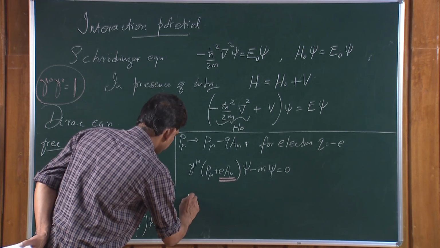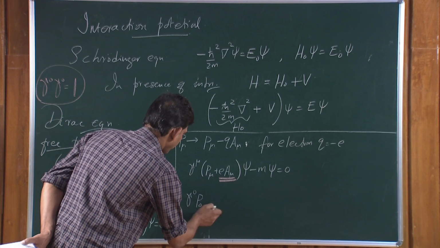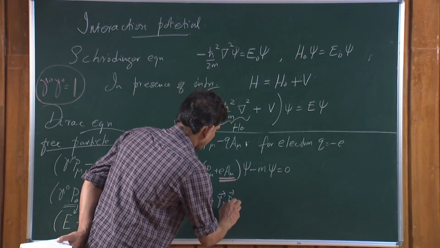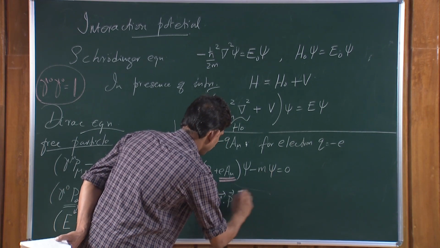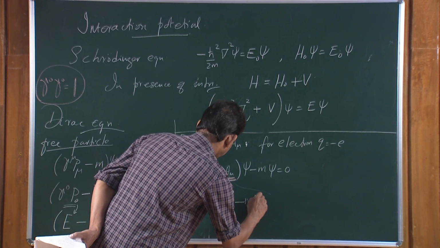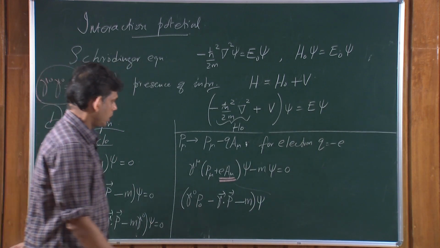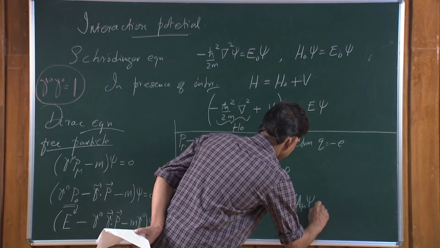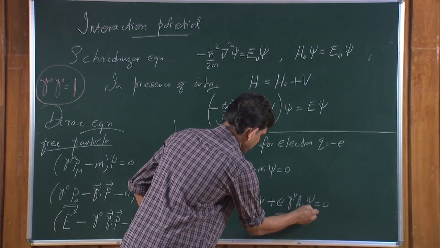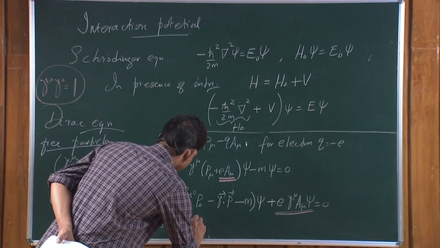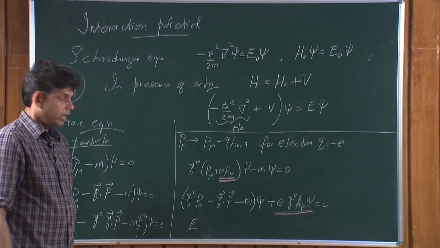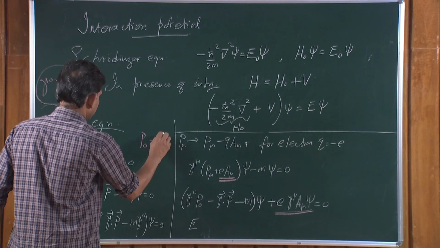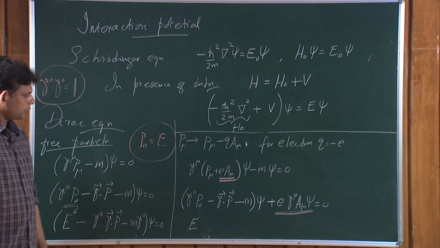Again, when we write it in this fashion, we have gamma 0 p 0 minus gamma dot p minus m psi, and this is the free part, plus e times gamma mu A mu psi equal to 0. So, this is basically the additional term due to the interaction. This can be written, again after multiplying by gamma 0 and writing p 0 as E. For clarity, I will write here p 0 is equal to energy E.